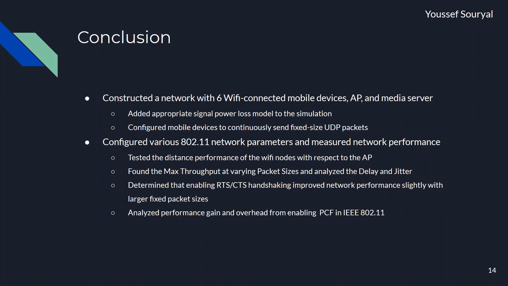Finally, we analyzed the performance gain and overhead from enabling PCF in the IEEE 802.11 protocol. We realized that the delay dropped, the jitter increased, and the throughput decreased when we had the system operating on all PCF. And we found the overhead, which was because bandwidth was wasted due to the polling overheads and due to the null packets that are issued in case a polled station does not have any data to transmit.